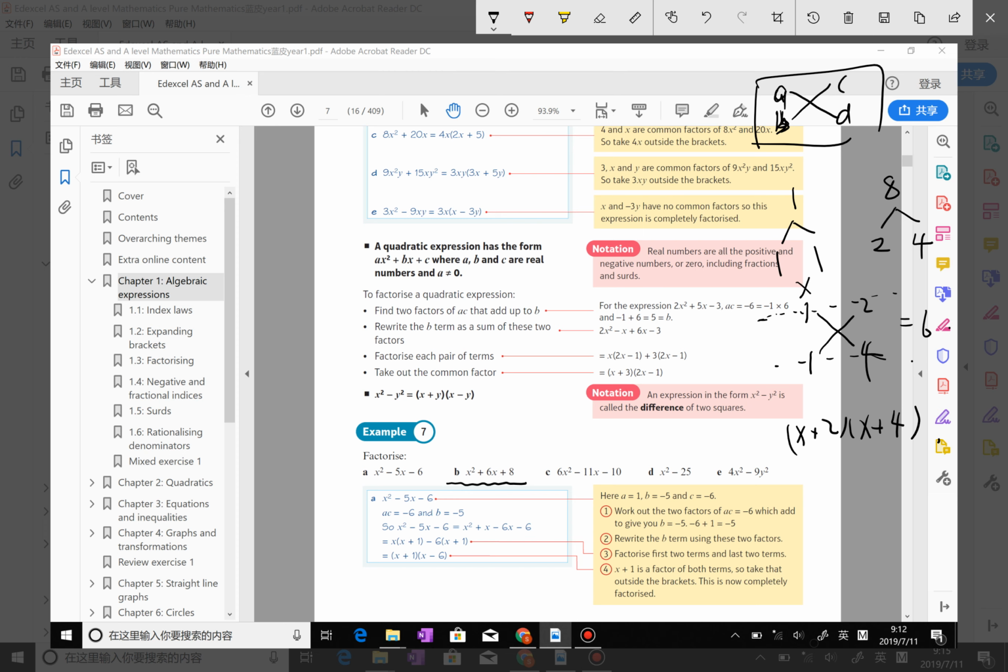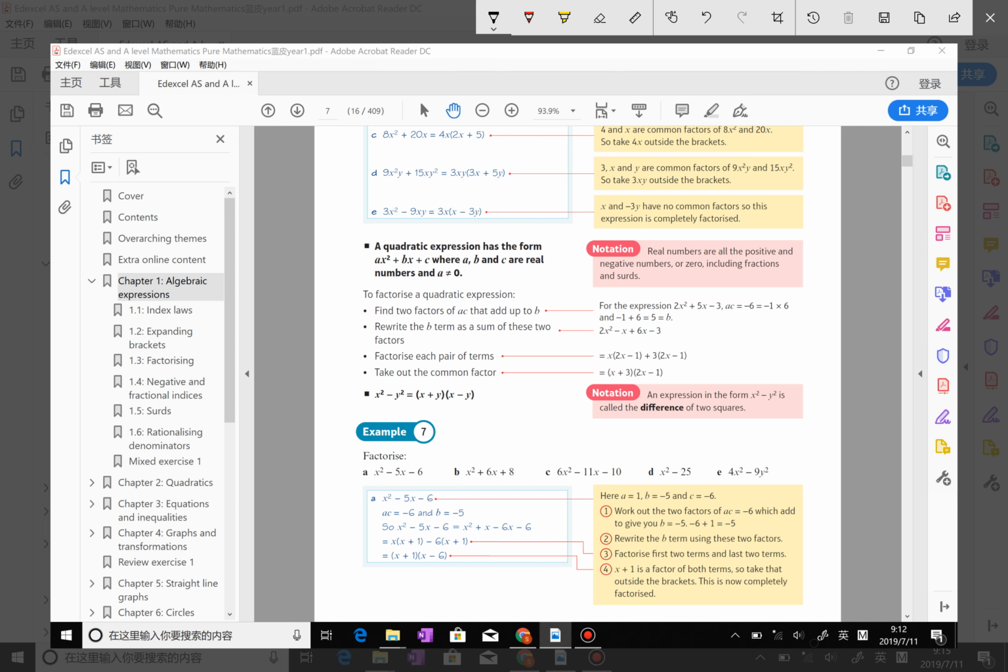Okay, alright, so let's look at c. For c, 6x squared minus 11x minus 10. So we have the coefficient before x squared is 6 and the constant is negative 10. So 6 we could divide into 1 and 6, or 2 and 3. For negative 10, 1 and negative 10, 2 and negative 5, and then negative 2 and 5. Alright, so if we write 1 and 6, then for the rest, we should write negative 2 and 5.